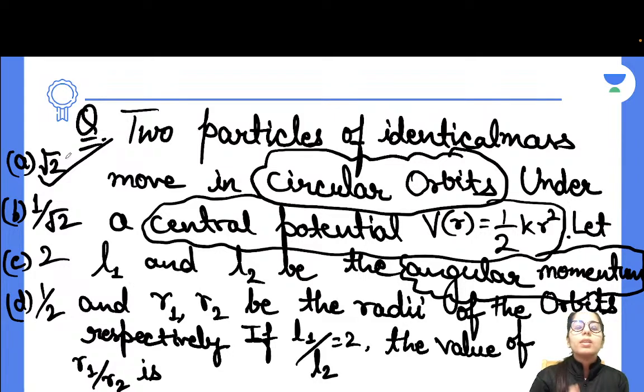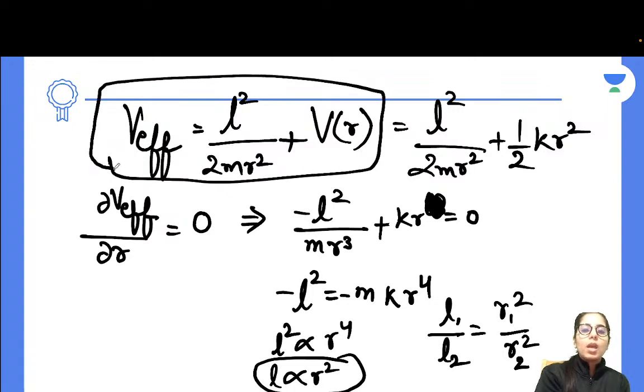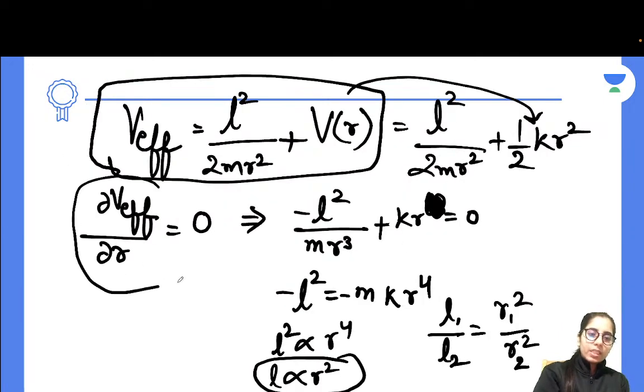So what you learned in this question: anytime your question is related to circular orbit, central potential or angular momentum, you can't use the given potential directly. You have to use the effective potential. This is the effective potential formula where L is the angular momentum and V is the given potential, R is just the distance, M is the mass. We have put the given potential value here, and this is how we found the delta V effective divided by delta R equal to 0.